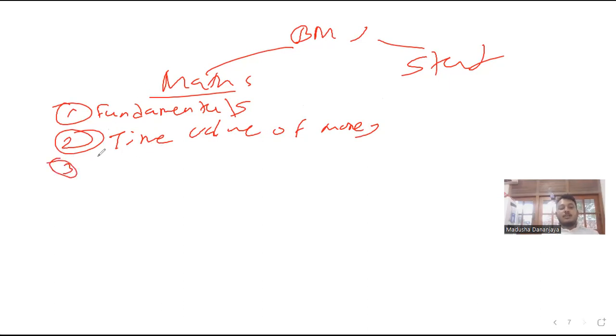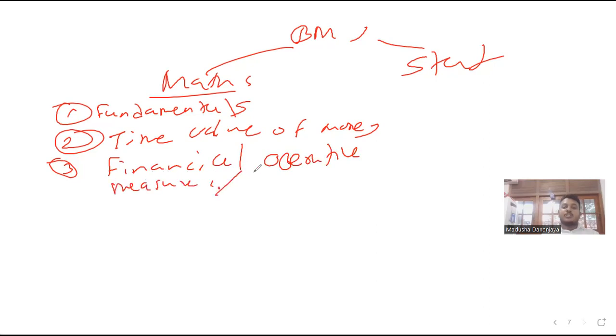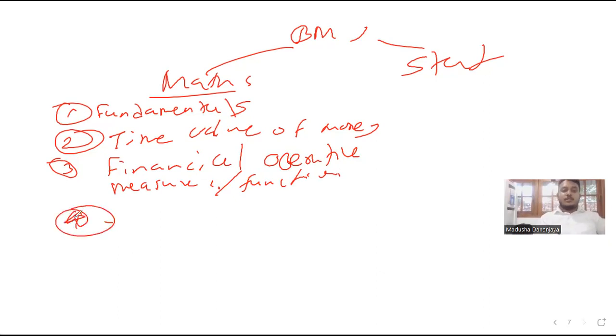Third one, financial operative measures. Financial operative measures or functions. In this lesson, you have to derive revenue function, demand function, cost function, profit function, those things, right? Fourth one, probability. Probability, intersection, union. Check whether you have learned these things, right? Right. That's all about maths.